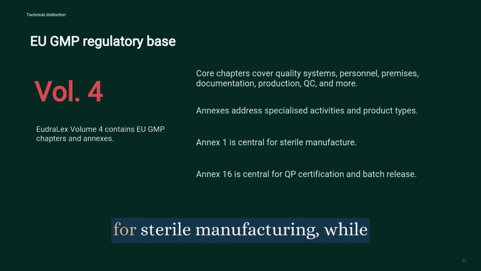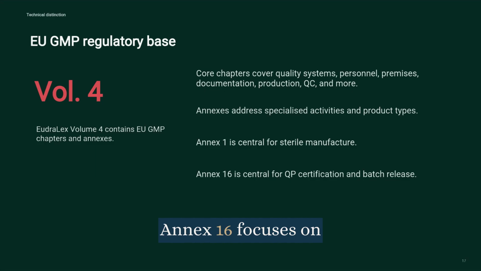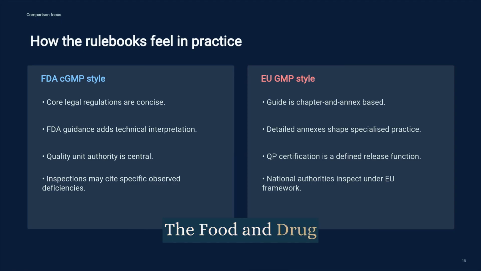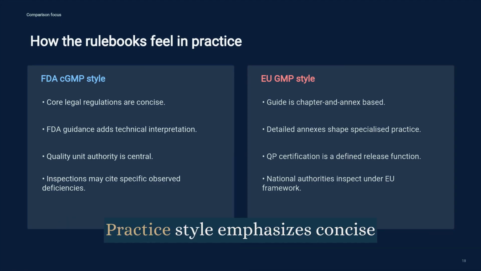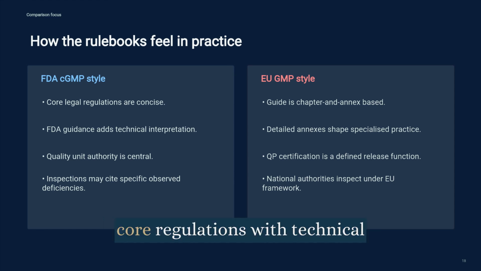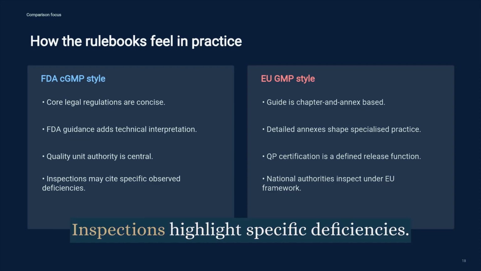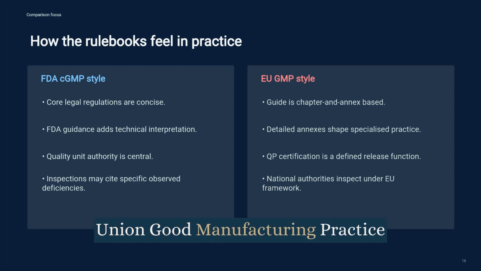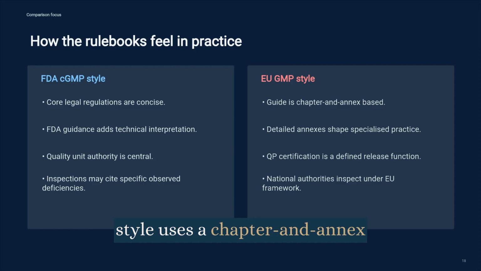Annex 1 is crucial for sterile manufacturing, while Annex 16 focuses on qualified person certification and batch release. The Food and Drug Administration current good manufacturing practice style emphasizes concise core regulations with technical guidance, focusing on quality unit authority. Inspections highlight specific deficiencies. In contrast, the European Union good manufacturing practice style uses a chapter and annex guide with detailed annexes for specialized practices. Qualified person certification is crucial for release, and inspections are conducted under the European Union framework.